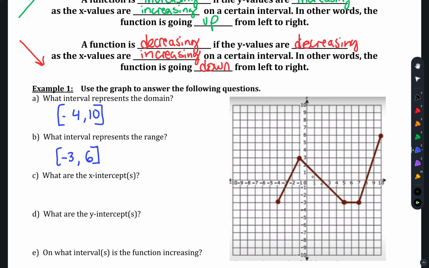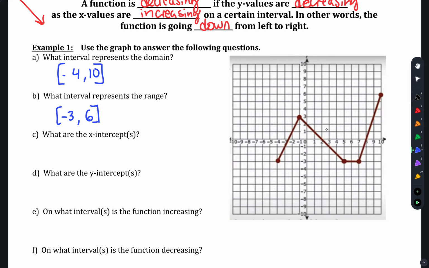Been a minute since we talked about this, but we should still be familiar with these terms. X-intercepts are where we cross the x-axis. Y-intercepts are where we cross the y-axis. I'm going to write these as points. So for x-intercepts, this first one looks like it's at about -2.5, 0. It looks like I have another one at 2, 0. And it looks like I have a third one here at 8, 0.